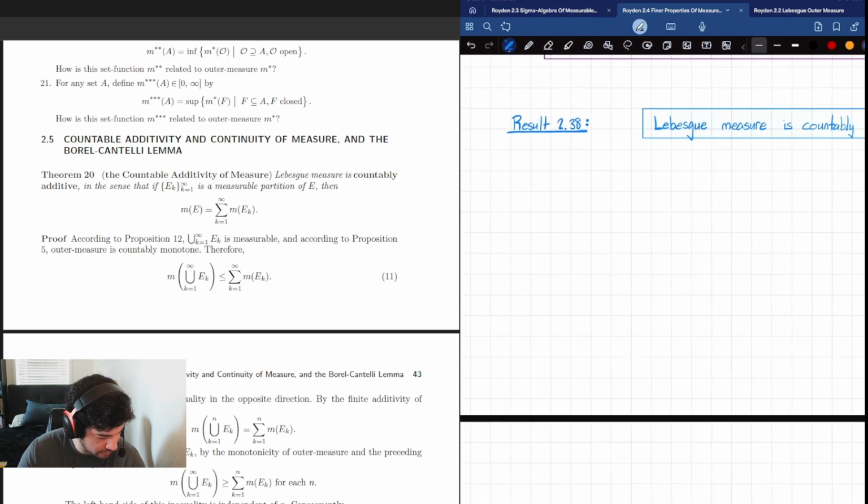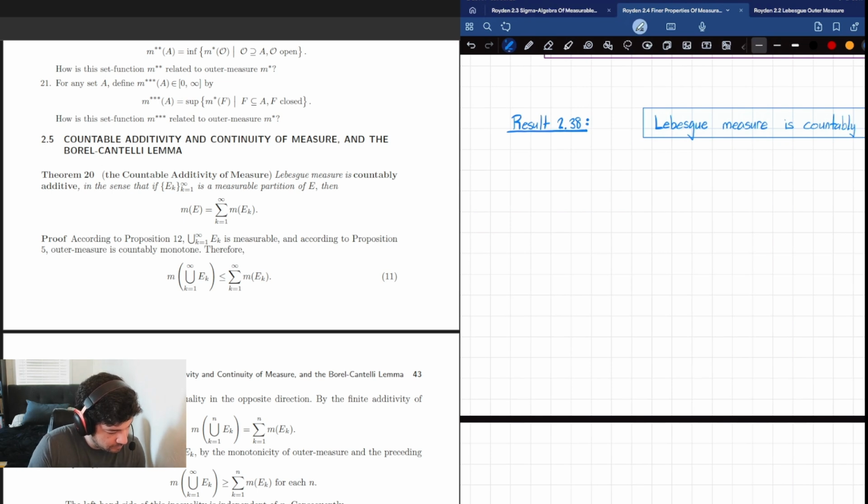Okay, what was I gonna do here? Okay. So I'm assuming mu is measure for you. It's not outer measure, right? It's not outer measure. It's the Lebesgue measure.